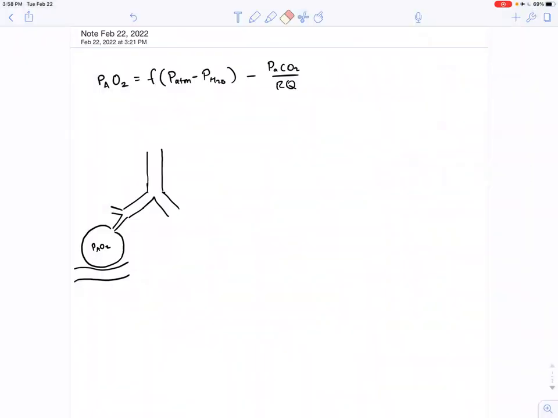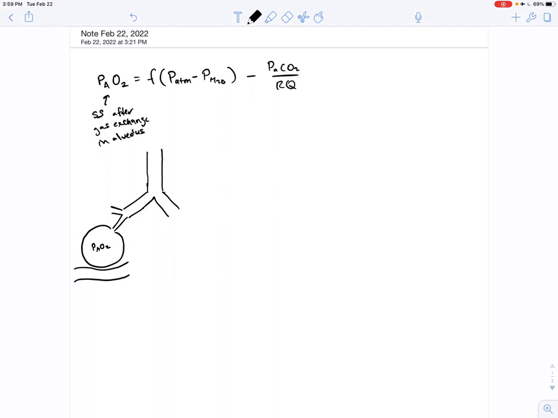Hi everyone. In this video we're going to talk about the alveolar gas equation, which is a fundamental equation in respiratory physiology and one that's not particularly well explained, in my opinion, online at other sites. So the alveolar gas equation relates the partial pressure of oxygen in the alveolus, specifically the steady state partial pressure after gas exchange in the alveolus.